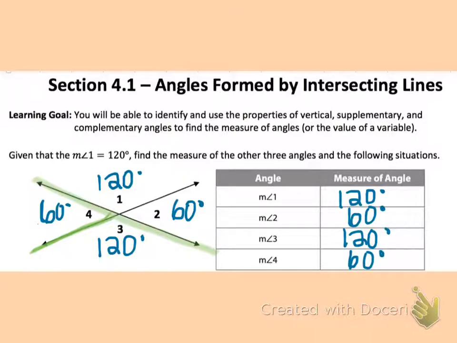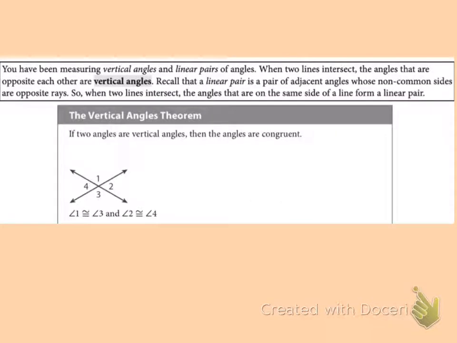Now 1 and 3 and 2 and 4 are a special kind of angles. They are called vertical angles, and they're vertical angles because they're made by two lines intersecting, and they're the angles that face in the opposite direction that are formed by those exact same two lines. So you've been measuring vertical angles and linear pairs of angles.